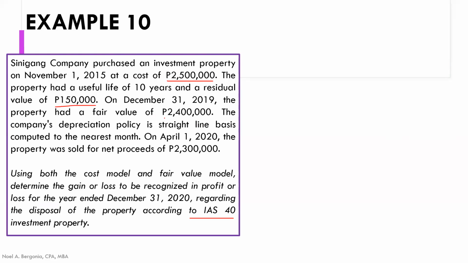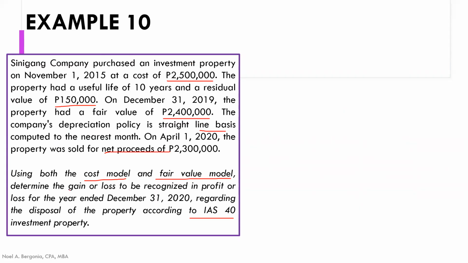Okay, let's stop there. This fair value, of course, we will only use for the fair value model. For the cost model, we will just ignore that. Now, the company's depreciation policy is straight line basis computed to the nearest month. Now, on April 2, 2020, the property was sold for net proceeds of 2,300,000. So that's the net proceeds.